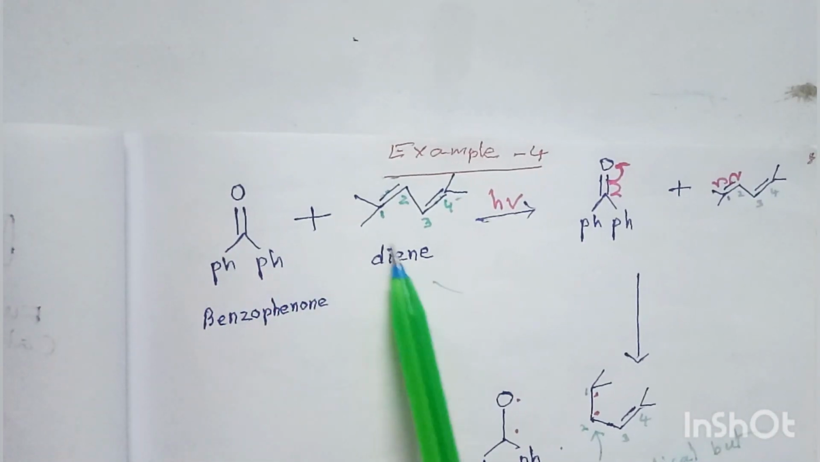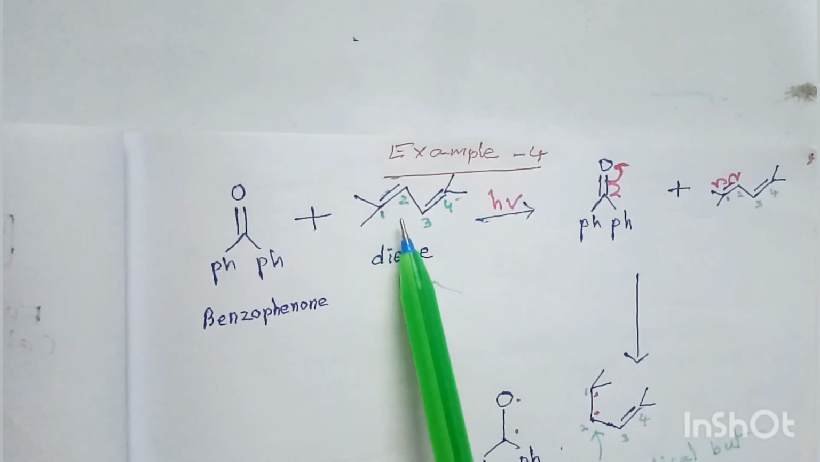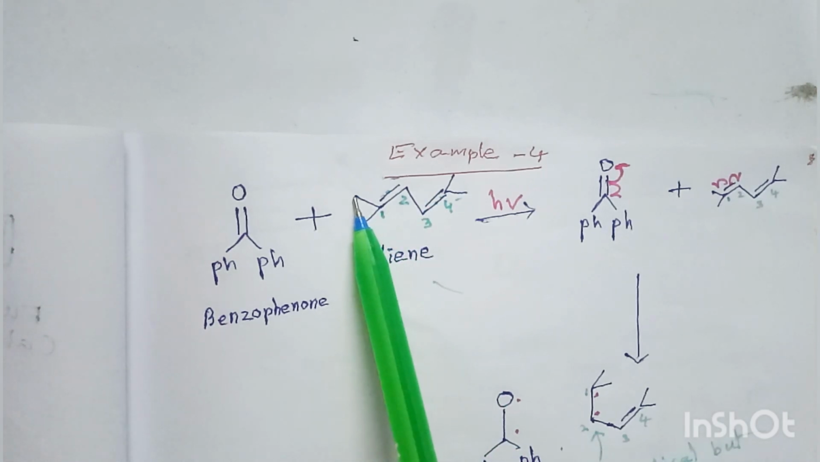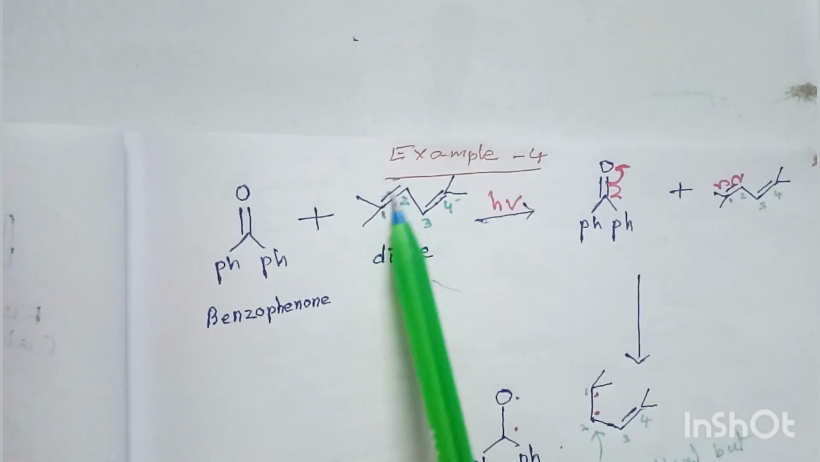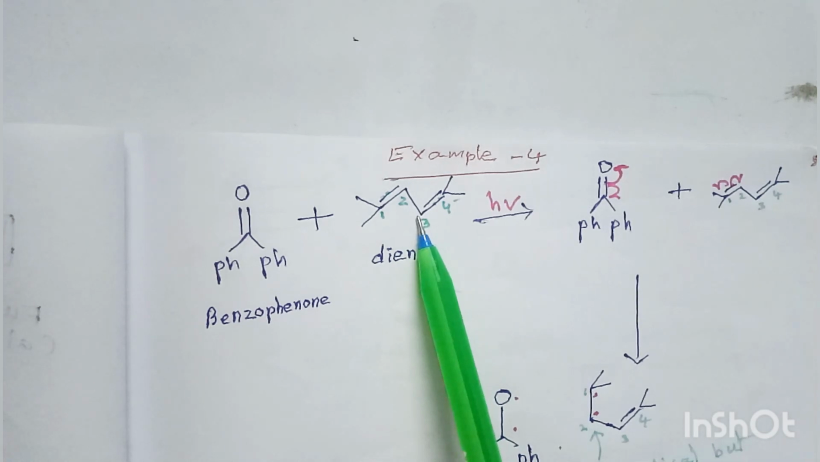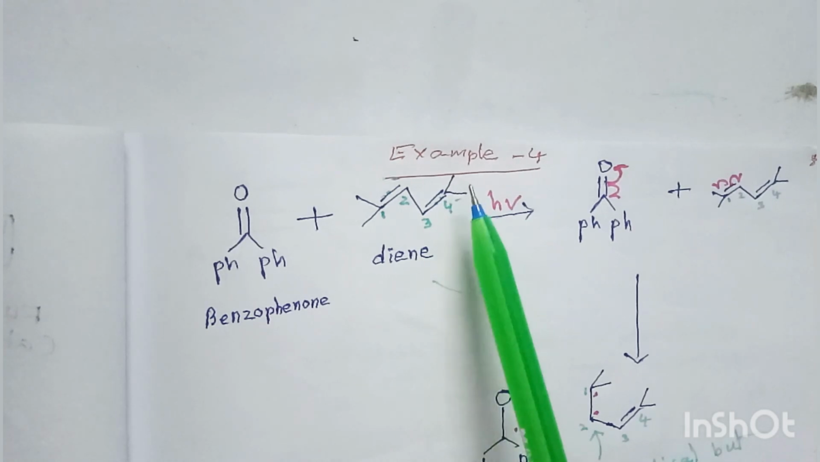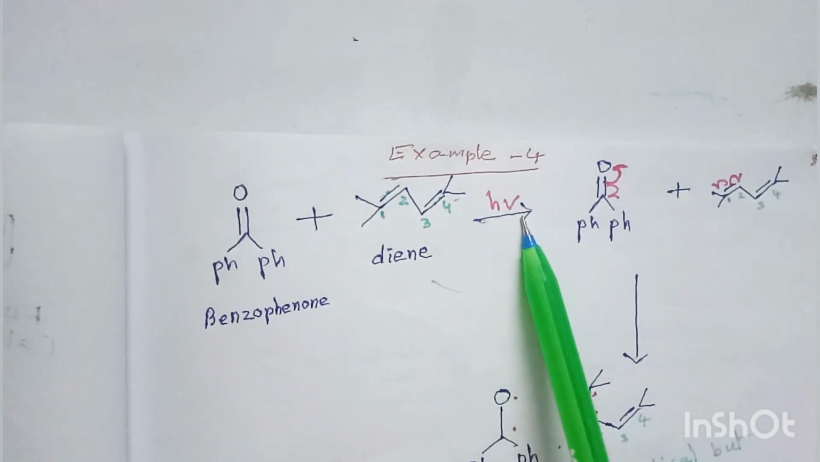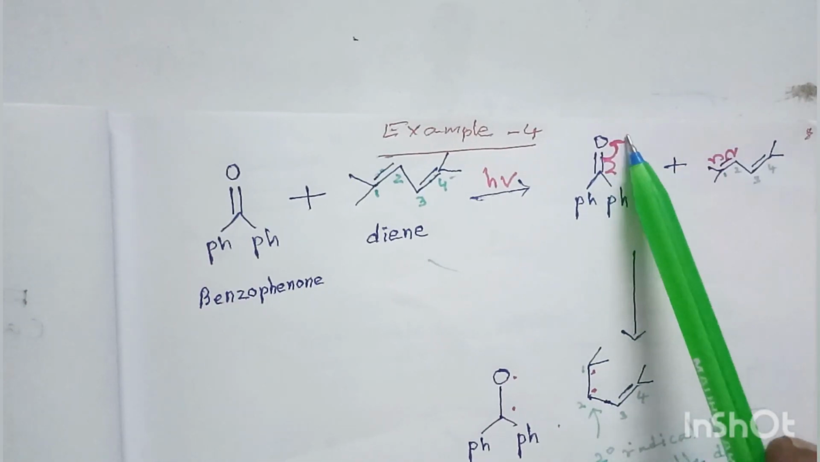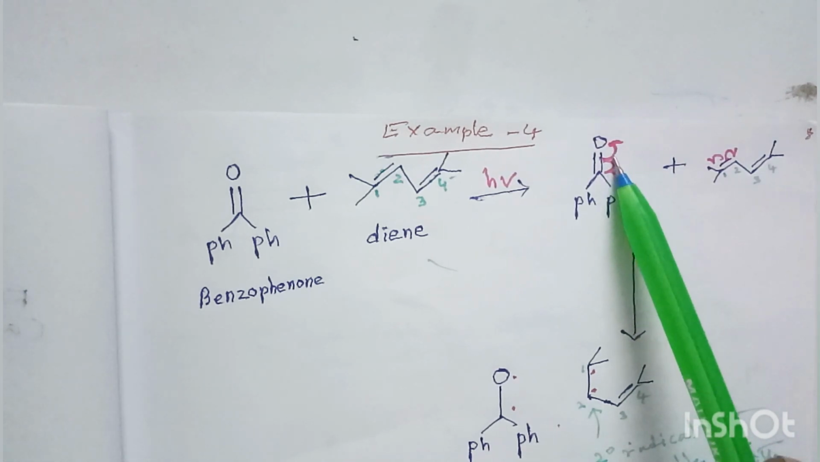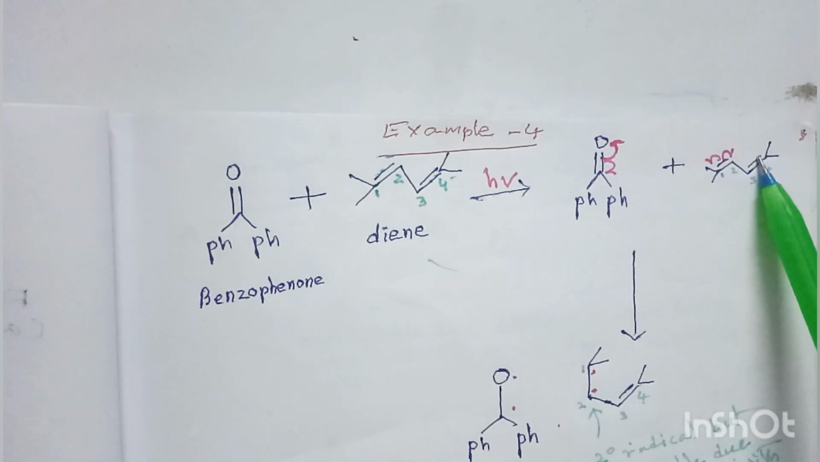This is benzophenone, this is a diene. So this is a symmetrical diene because there is a CH3 group here, CH3 group here, carbon, double bond carbon, carbon, double bond carbon, and CH3 group here, CH3 group here. Upon irradiation by UV light, this pi bond cleaves homolytically to give us two radicals, and this pi bond or this pi bond can cleave.